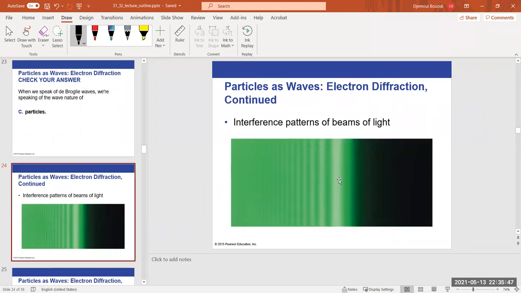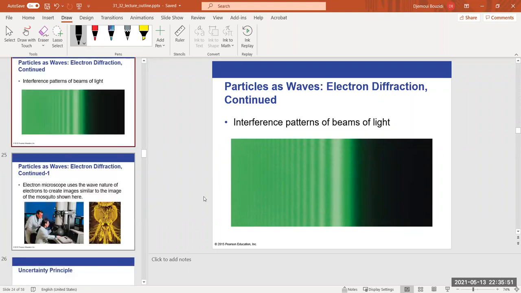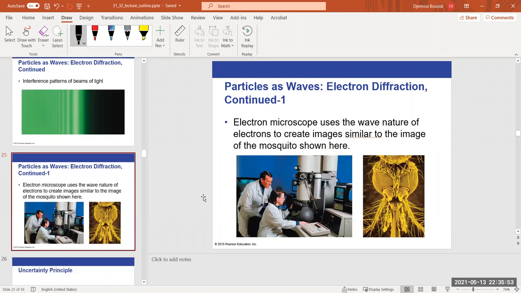So again, this is light giving you different fringes in here. That's the interference. And this is the electron microscope. See the power of it now? It can give you extreme high resolution of a lot of things, much better than regular microscopes, the microscope that uses regular light. Because as I was saying, the regular light has a wavelength of the order of 10 to the negative 7 meters or 0.1 micrometer, okay?